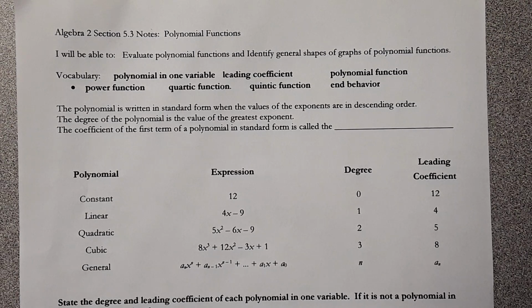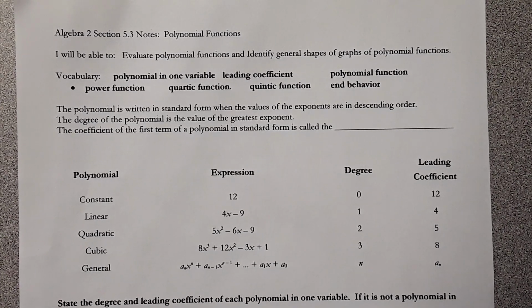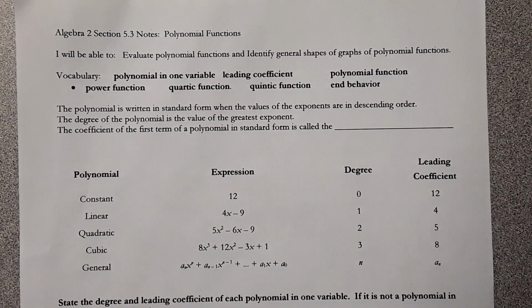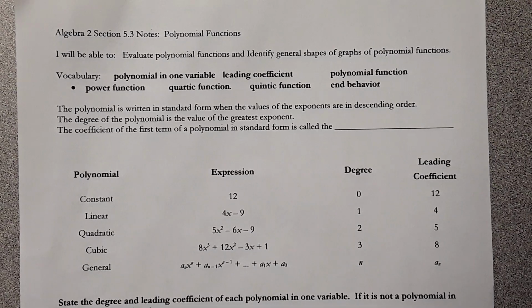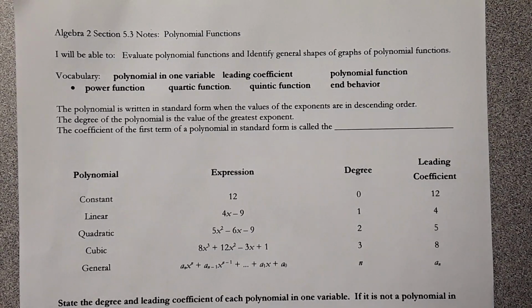And up until this point right now, we've been doing one variable. So there's a couple different things you need to know. That polynomial should be written in standard form. Standard form is when the highest exponent is first and the constant term is last. That's how you always want to write it. And everything that we've written up until this point, today in class, we've been writing in standard form. The degree of the polynomial is the value of the greatest exponent.